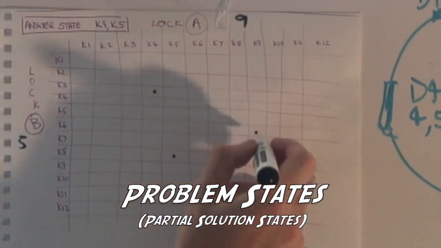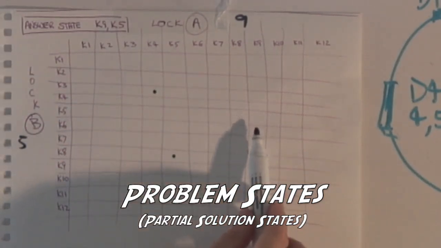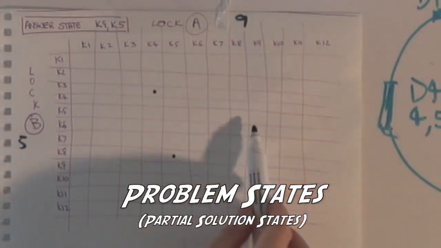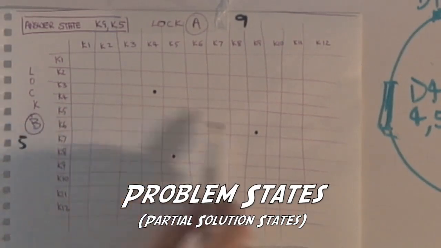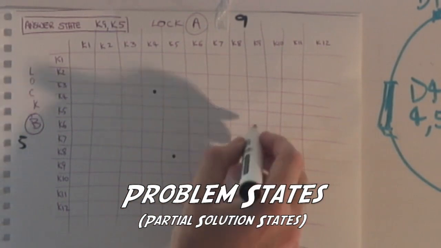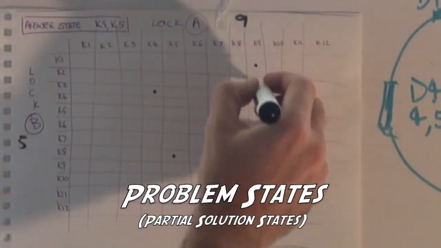I stick them both in here. Oh, I find that the first lock A is unlocked by key 9, but the second lock B is not unlocked by key 6. So I've just tried 9, 6, and I've got partial success. Now, as soon as I do that, I know the solution has to lie in here somewhere.